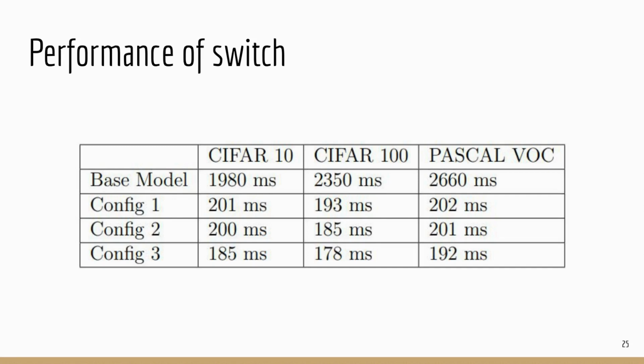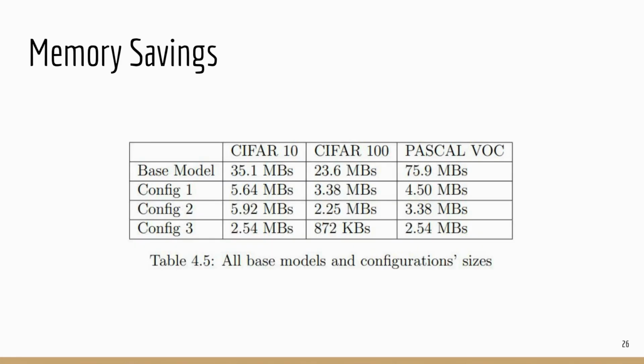Finally, we compare the performance of the switch to make sure it runs in real time. We can see the base model runs in around 2.2, 2.3, and 2.6 seconds for each of the datasets, and the switch between the base model and any configuration takes around 200 milliseconds, which runs in real time. Looking at the memory savings, the base model, for example in CIFAR-10, used 35 megabytes. However, each configuration used 5.6, 5.9, and 2.5 megabytes. So using the 3 configurations together is still smaller than one base model. And you can see the same thing applies to CIFAR-100 and Pascal VOC.